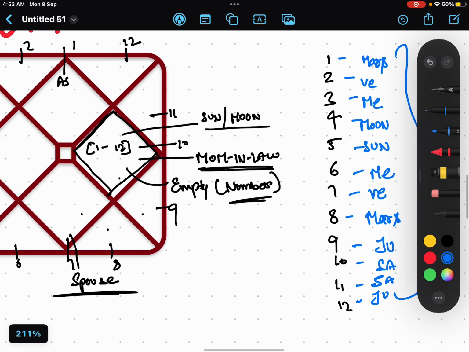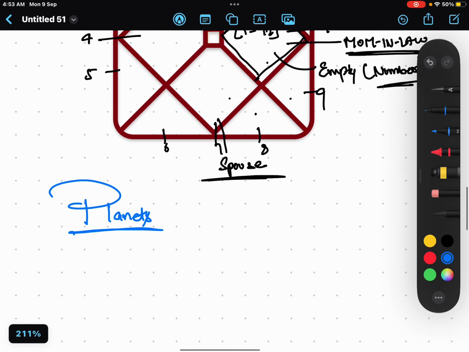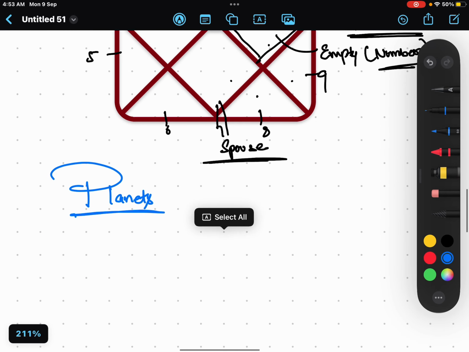If any planet is sitting here, well and good. If it is empty, then you have to check the number, and for this number these planets are there. Now we will do it for each planet. What planets are sitting in this house will let you get to know about your future mom-in-law, mother-in-law, whether it is first marriage, second marriage, your girlfriend, boyfriend, anything. So now let's start.